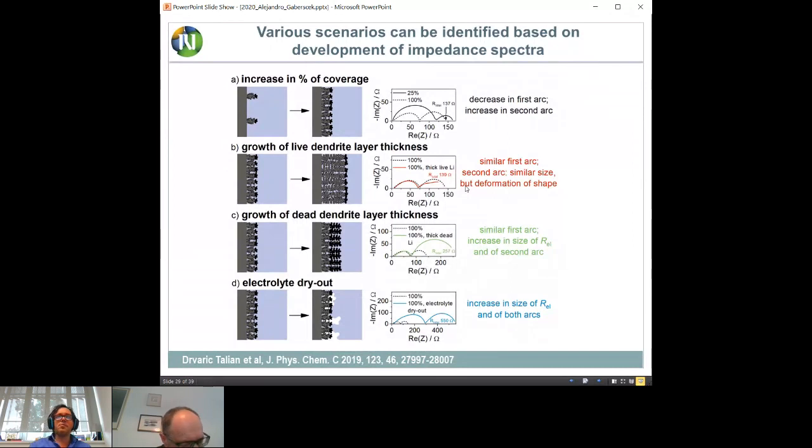So you can get, let's say, a table. You have different scenarios, and based on the impedance that you measure, you can identify these scenarios.